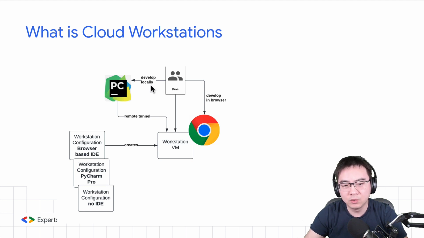The other one is you can use your local IDE, such as PyCharm Pro. It uses something called the JetBrains Gateway, which gives you a remote tunnel so that you can develop everything locally on your laptop, but get into the workstation VM through a remote connection. All of your files and executions are actually done in the remote VM, but your actual development is very much like what you were doing before on your local IDE.